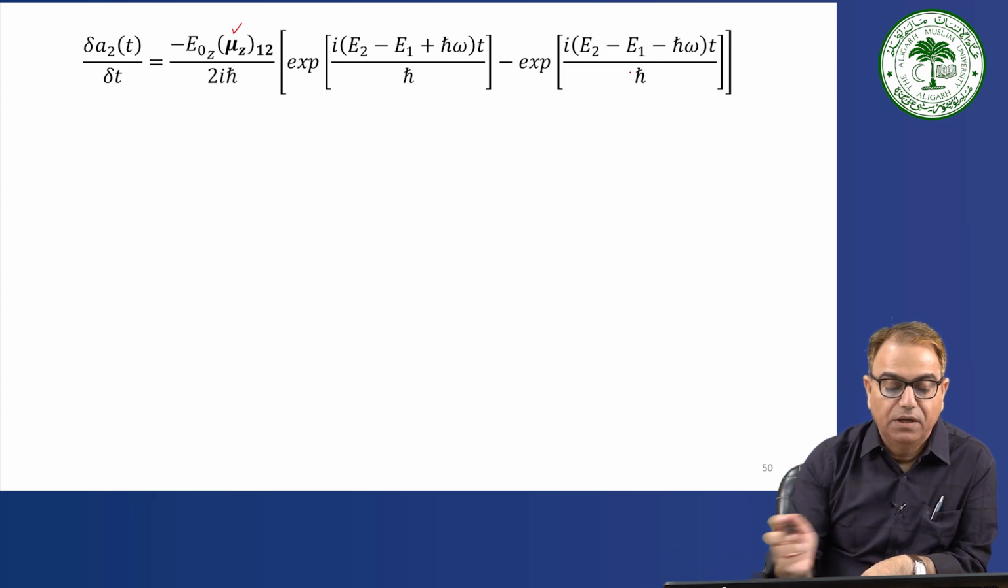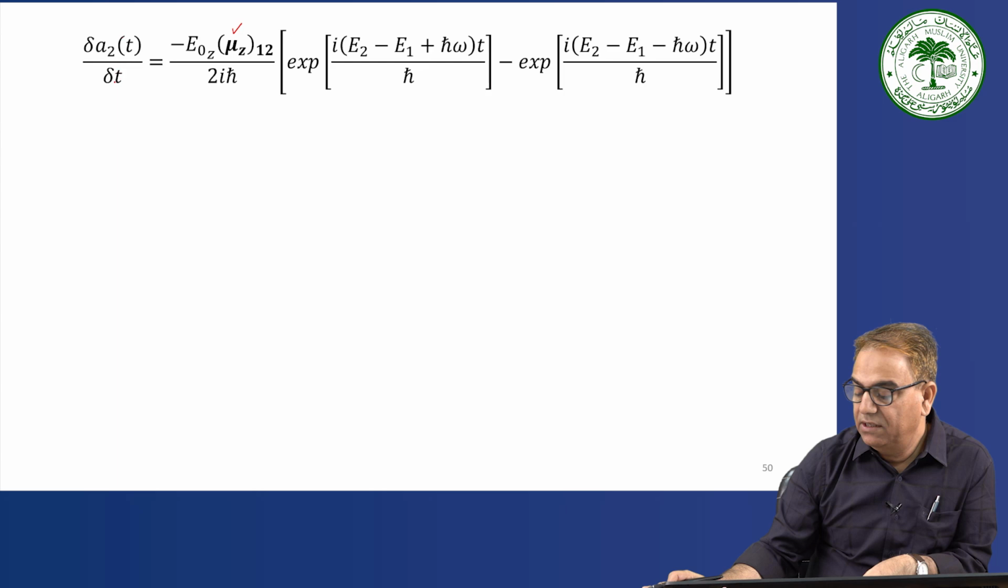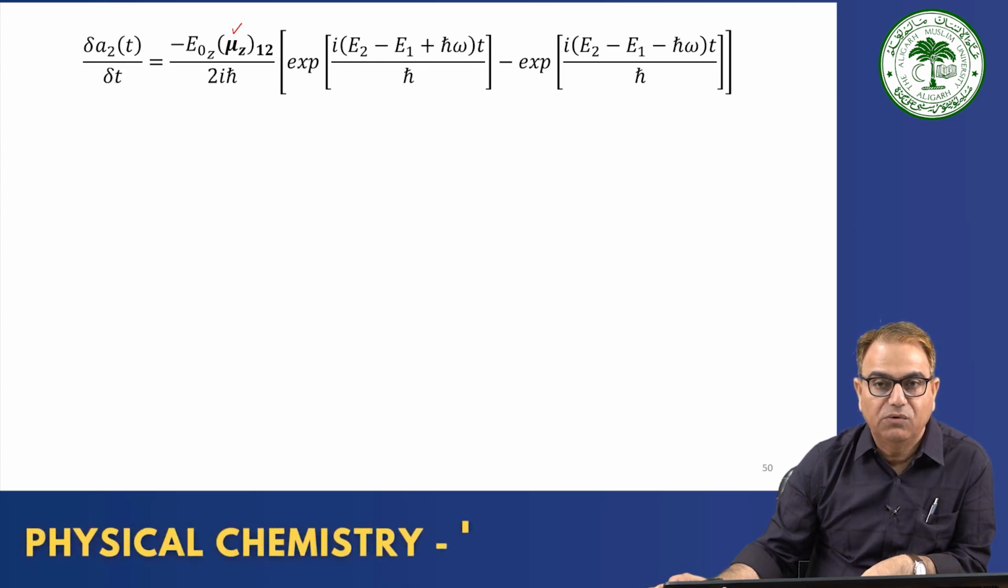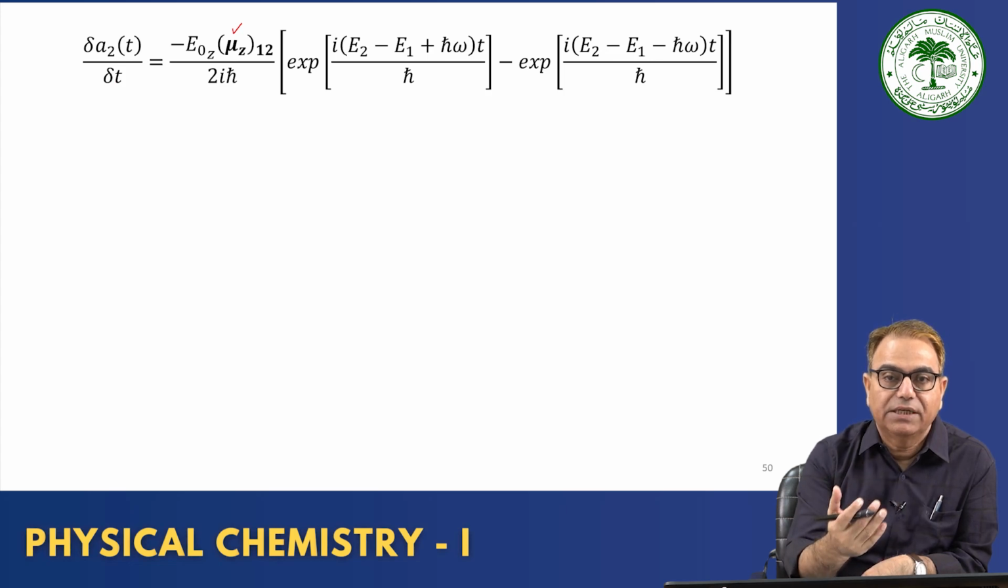So you get this particular equation. Now you see ∂a2(t)/∂t is there, so if you integrate, it will give you the a2 value. And what is the a2 value? The a2 value is the coefficient of the second state, the second energy level.